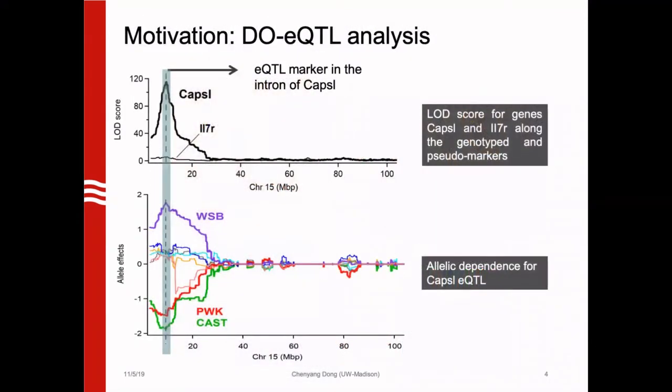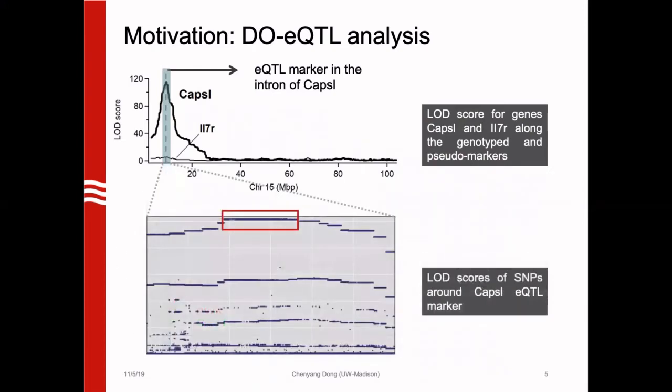The motivation of the study originates from the DO eQTL analysis. And LOD score is actually a measure of the strength of evidence for the presence of an eQTL at some locus. In this example, we identify a strong eQTL for this Capsule gene, and the corresponding allele effects are at the bottom.